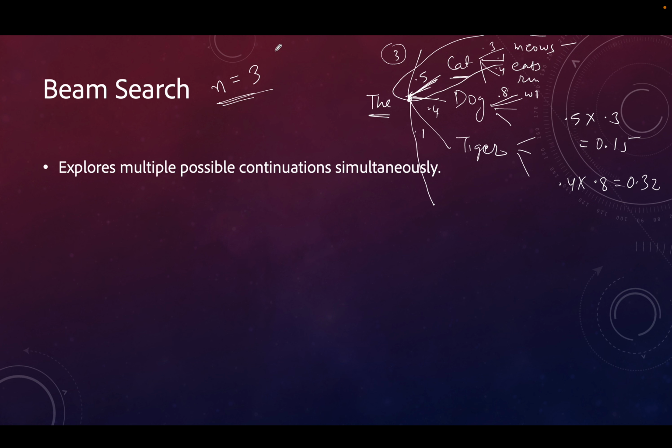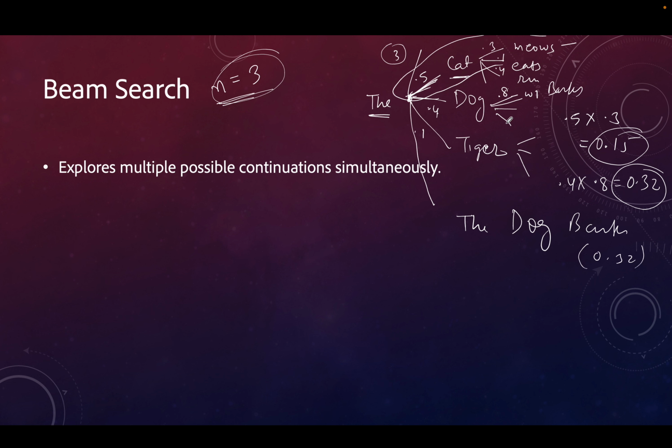Similarly, if the number of beams is 3, you will keep track of 3 beams. So you see that 0.15 is not the highest. We have a better probability for this path, 0.32. So we will pick the dog, maybe this 0.8 was barks, and this has a probability of 0.32, instead of picking the cat, meows, which only gives a probability of 0.15, although the greedy approach would have picked this one.